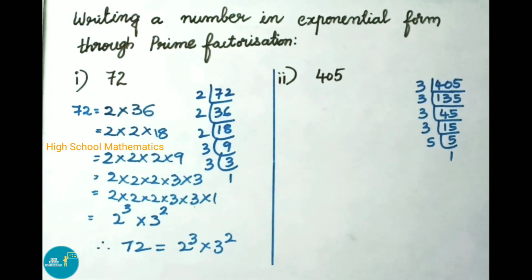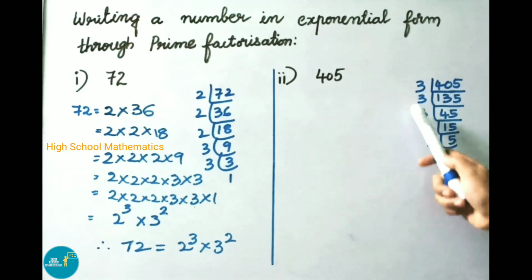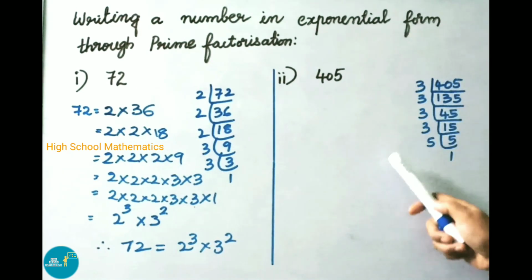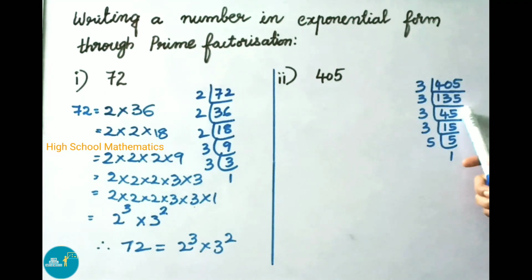Now the second one, 405. 3 times 135 is 405. 3 times 45 is 135. 3 times 15 is 45. 3 times 5 is 15. 5 times 5 is 5, answer 1. Now let us write this using the prime factorization method and write the exponential form.